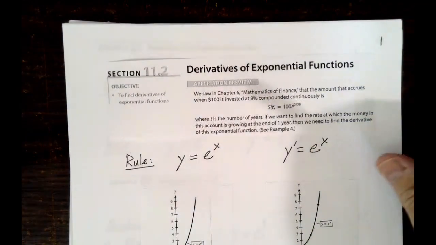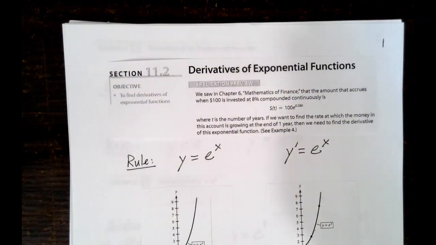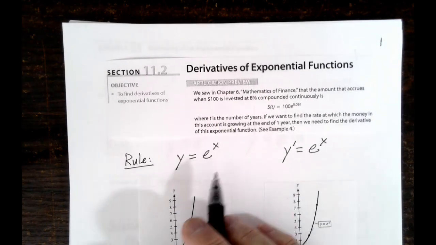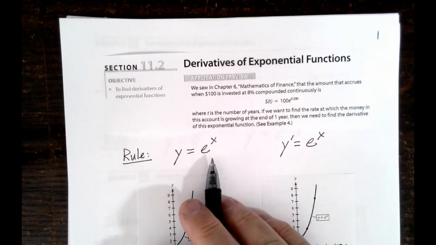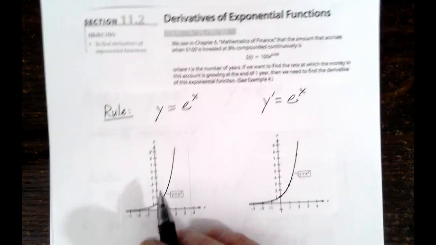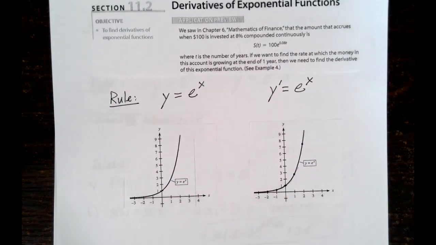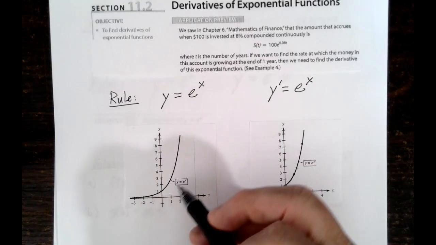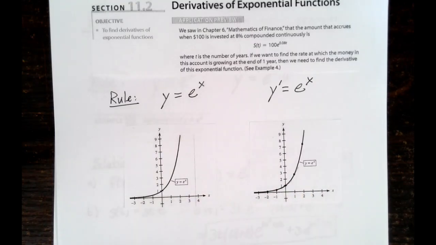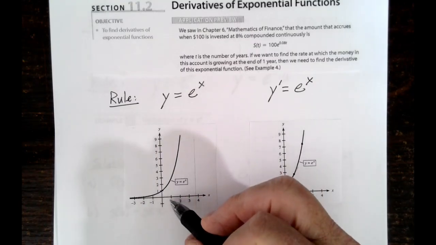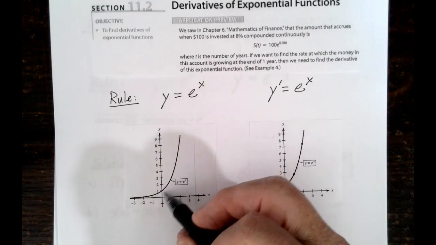Alright, in section 11.2 we talk about taking derivatives of exponential functions. The first one we take the derivative of is e to the x. The interesting thing about e to the x, exponential function as it is, is that the derivative is exactly the same function. Because if you take the derivative at 1, you get a slope of 1.